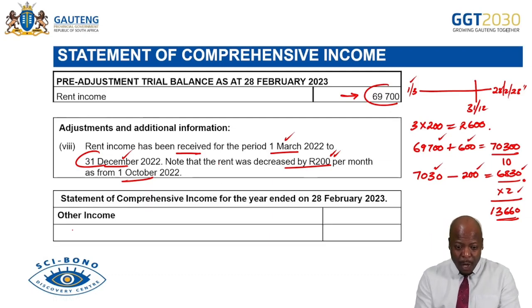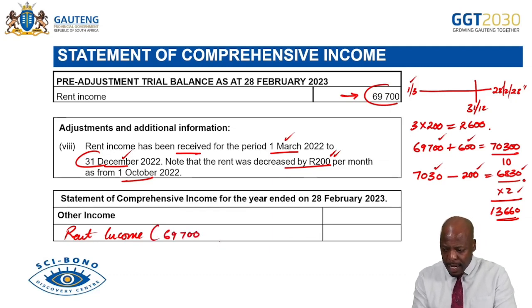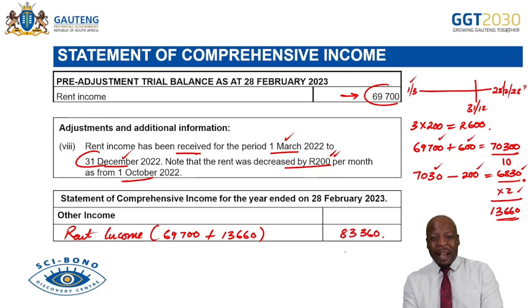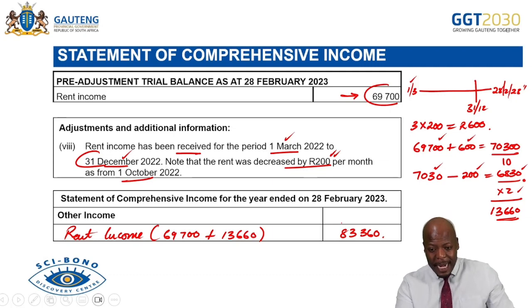Let's record them there. We come now to the income. It's going to be rent income. Open my bracket, and then I'm going to say 69,700. And then I'm going to add my accrued amount for the 2 months, which is 13,660. And then I close my bracket. How much do I then get? I get 83,360. That becomes my rent eventually. All right. Let's move on to the next adjustment.